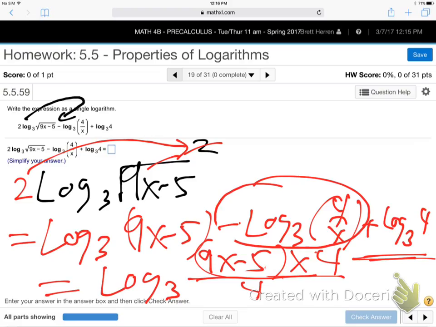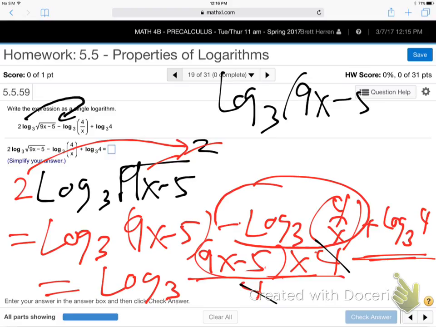Good? And then can we cancel anything? Yeah, the 4s. We can cancel these 4s. Boom, boom. And there's our answer. The answer is log base 3 of 9x minus 5 with an x. There it is. Do you have to distribute that x? No, you just leave it, or distribute. It's good either way.